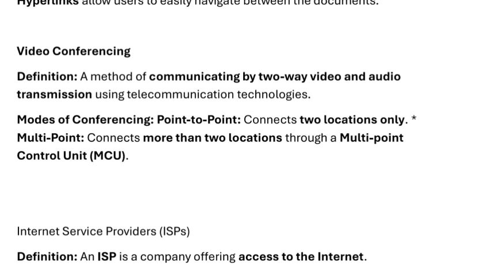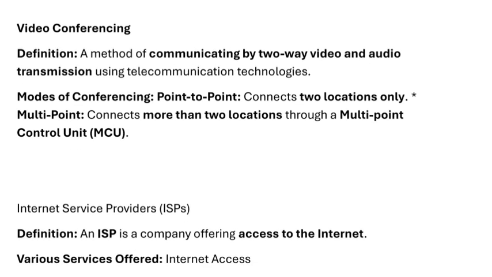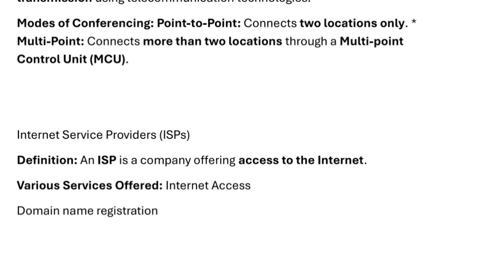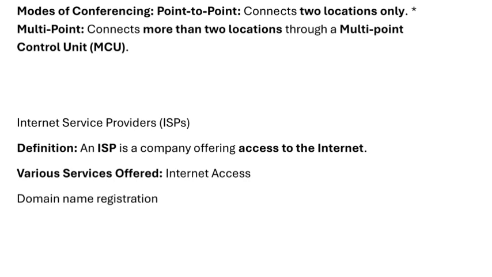Video conferencing definition: a method of communicating by two-way video and audio transmission using telecommunication technologies. Modes of conferencing: point-to-point, connects 2 locations only. Multi-point, connects more than 2 locations through a multi-point control unit, MCU.